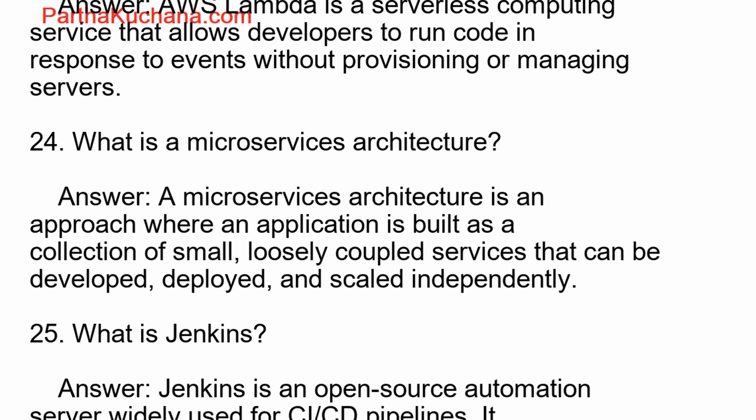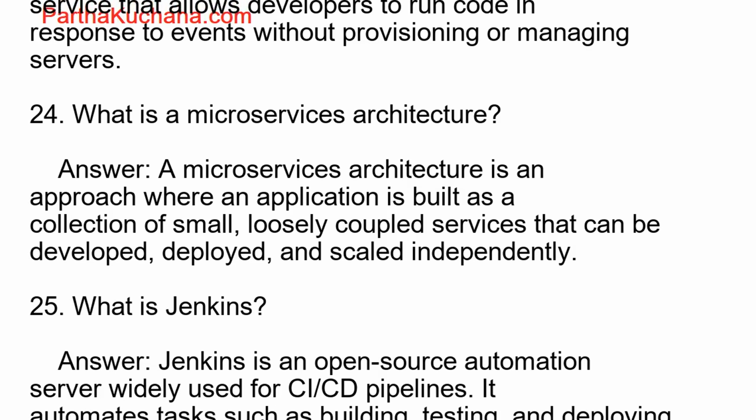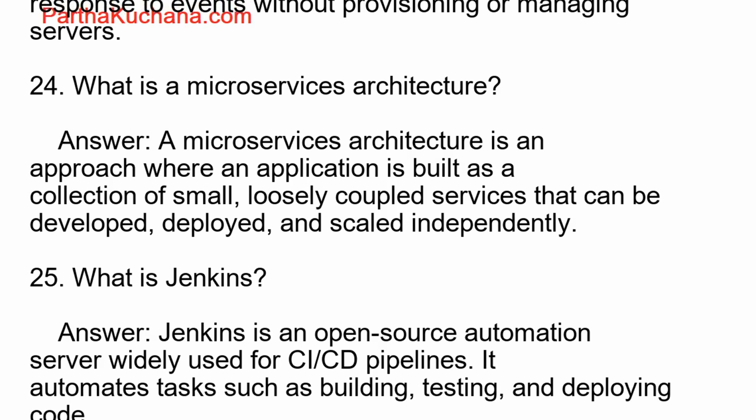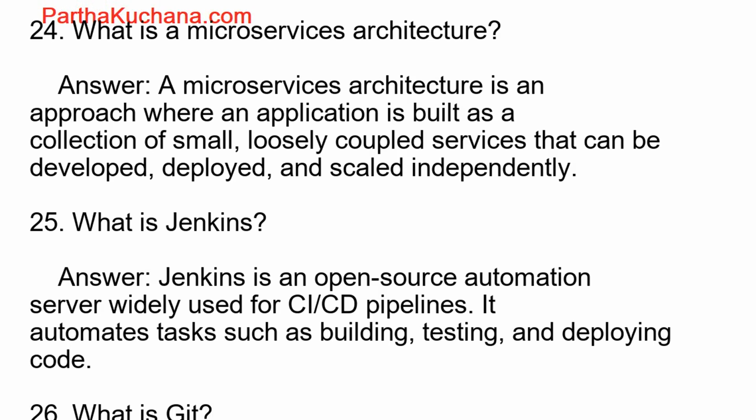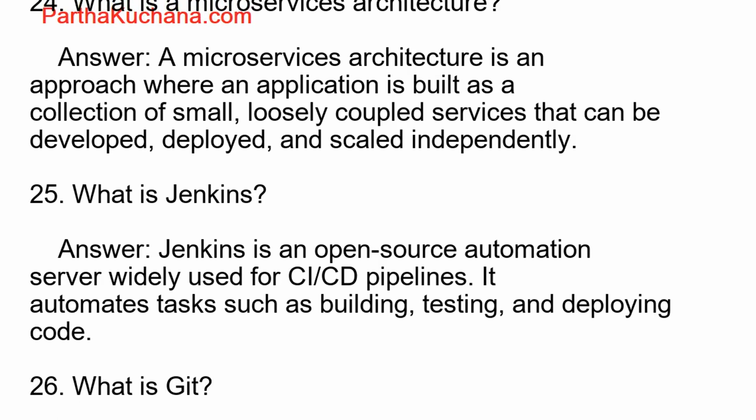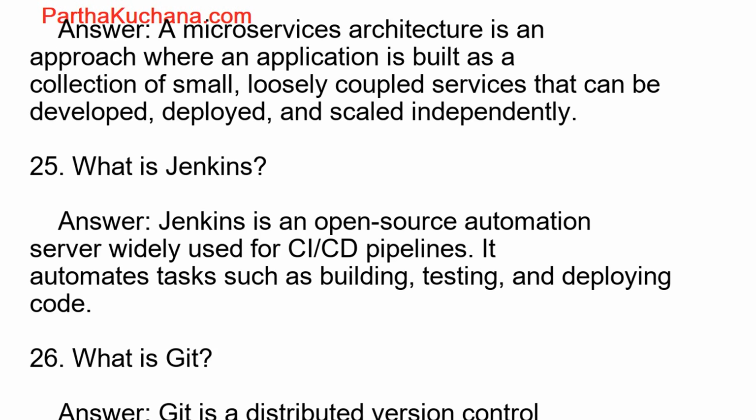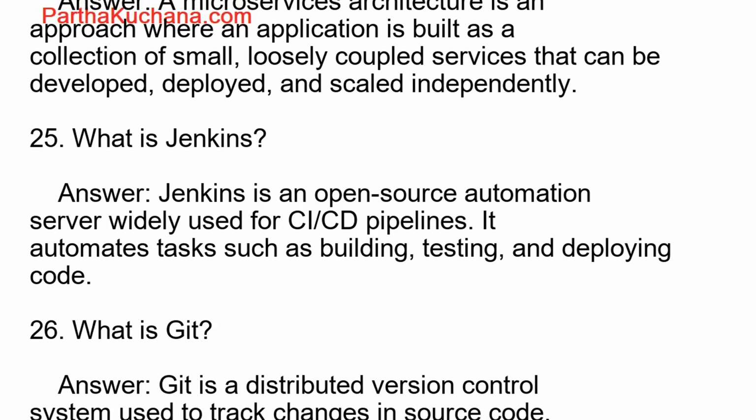25. What is Jenkins? Answer. Jenkins is an open-source automation server widely used for CI/CD pipelines. It automates tasks such as building, testing, and deploying code. 26. What is Git?